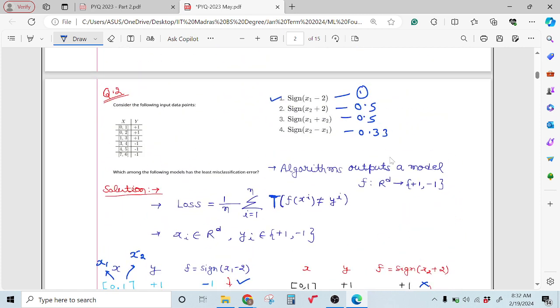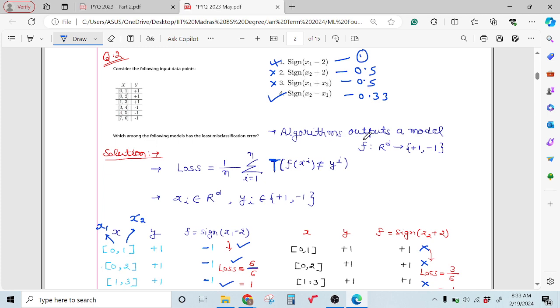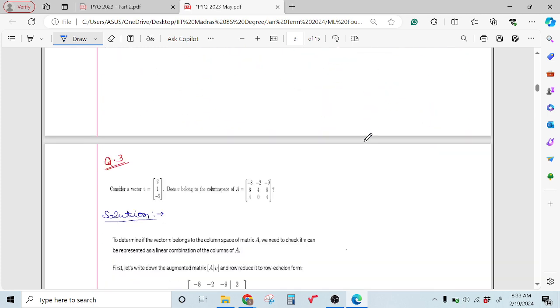So we have to find which model has the least misclassification error. The fourth option has the least loss and least misclassification error. All other options are incorrect, only this is correct. Okay, so let us proceed with the next problem.